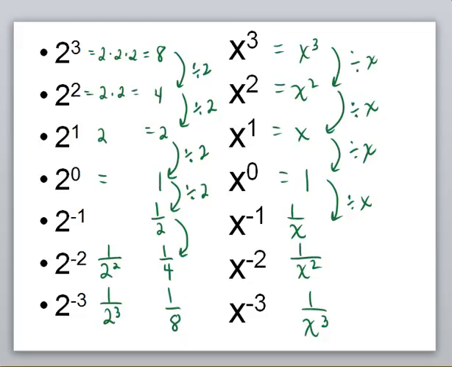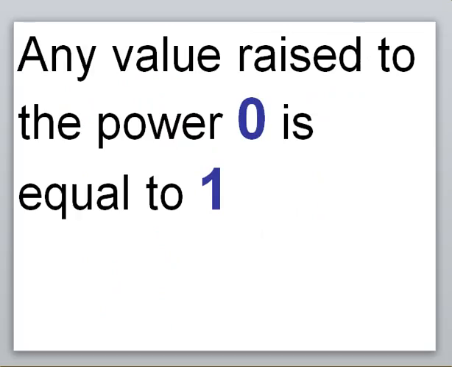All right, looking at this, we have found the pattern. We know that anything to the 0 power is 1, and we know that negative exponents create fractions. They don't make the number negative, they create fractions. So we're going to write those things down. Make sure you've written these down. Any value raised to the 0 power is equal to 1.